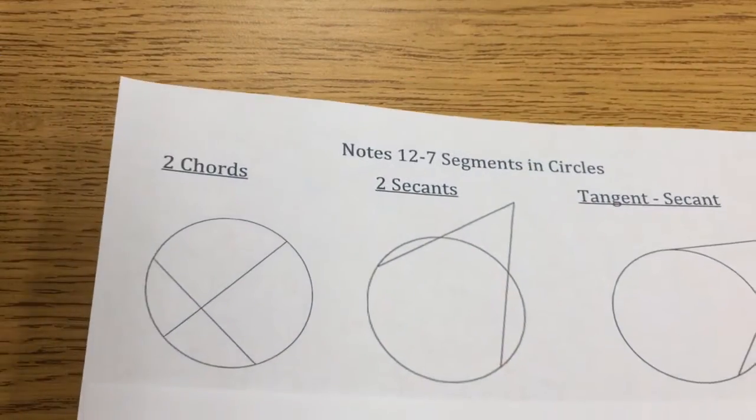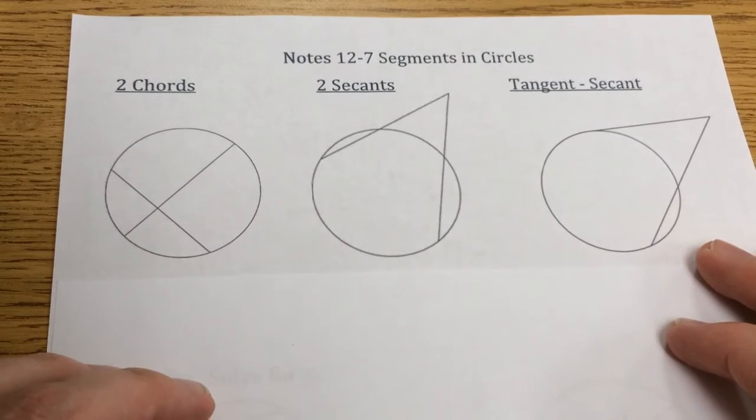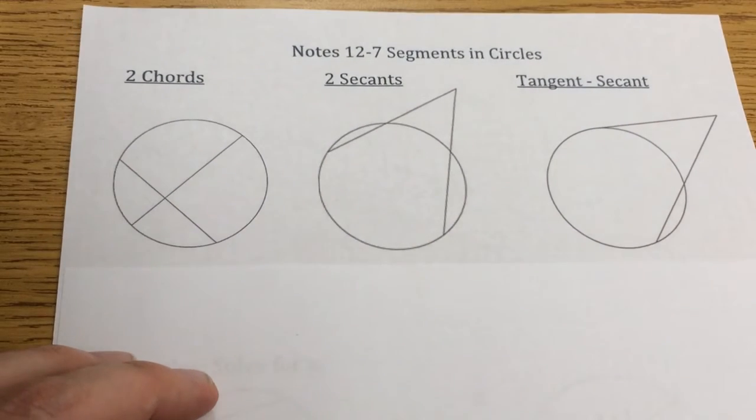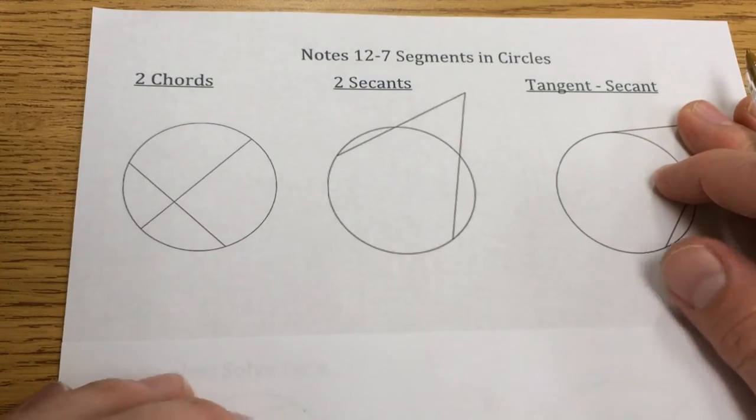And it is your final edition of Circle Notes. Notes titled 12-7, Segments and Circles. Let's get started. We have three more relationships we're going to talk about with segments and circles.